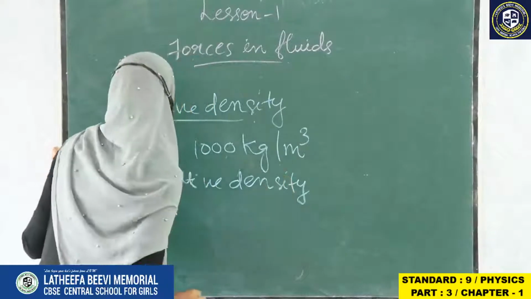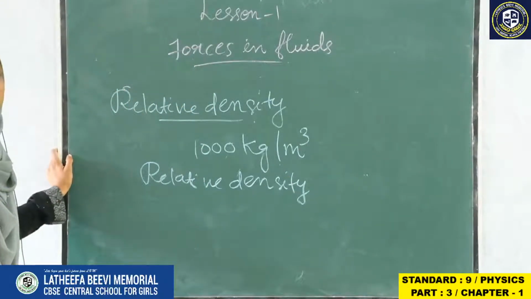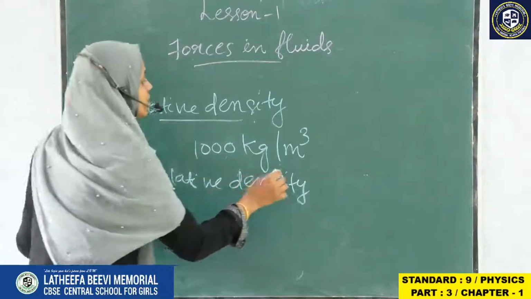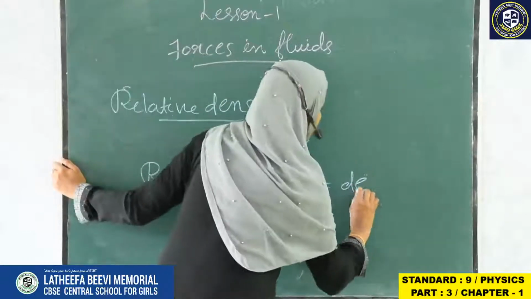We already learned that relative density is always compared with the density of water. So relative density is equal to what? Relative density is equal to density of kerosene.